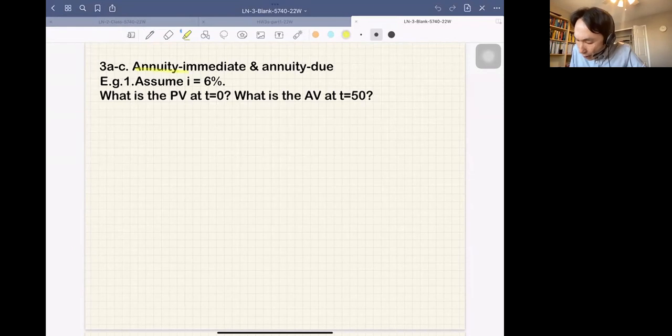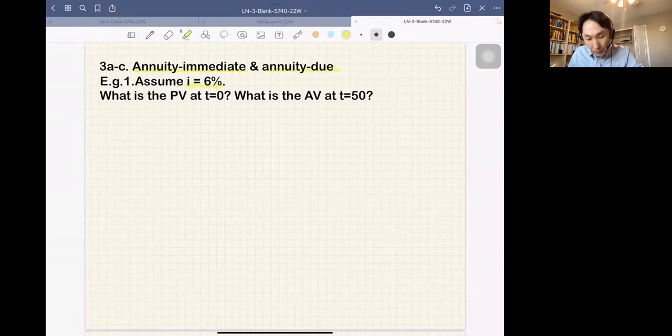So we define the annuity immediate and annuity due in this section. These are specific cash flows. Compared to chapter 2, chapter 3 is more specific about what type of cash flow we deal with. So in some sense it's easier, but there are several things to memorize, I mean notations. First we start with an example. Assume that i is equal to 6%. Usually i is constant throughout this chapter.